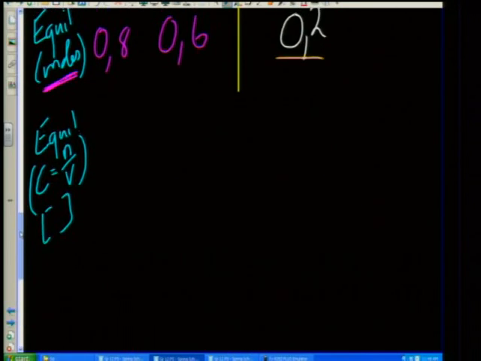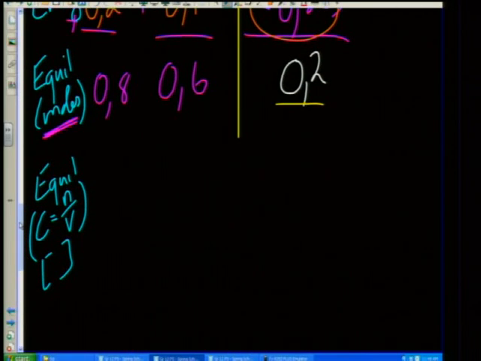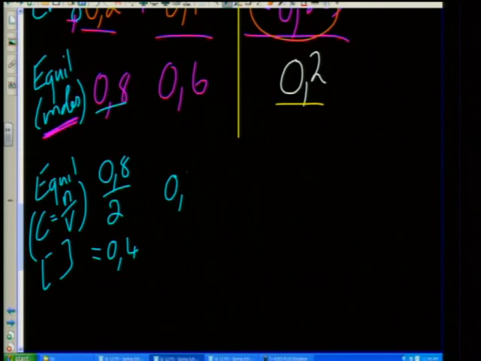So what does that mean? We've got the number of moles. We've got the volume of the container. We're going to say 0,8 divided by 2. Let's do it over here. Divide by 2 is going to give you 0,4. 0,6 divided by 2 is going to give you 0,3. 0,2 divided by 2 gives you 0,1.